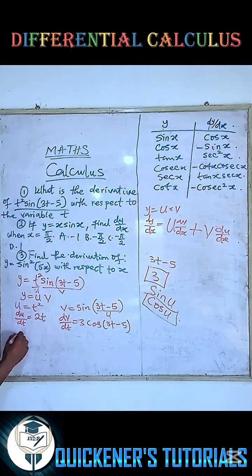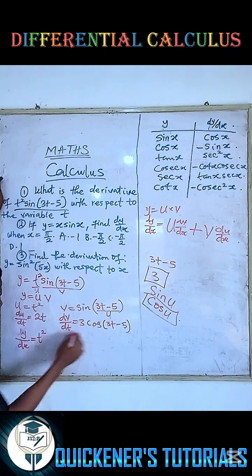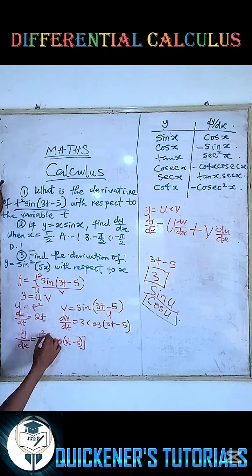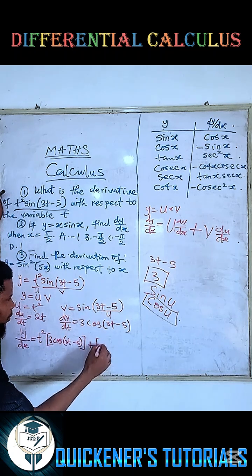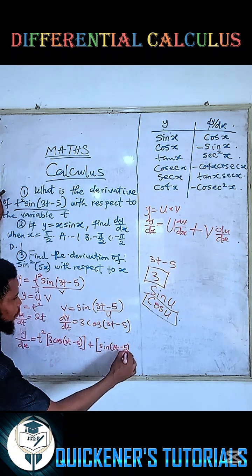Alright? So, let's do that. So, the derivative of y, we give it what? u first. What is our u? t squared. t squared times the derivative of v. This is our derivative of v, that's the derivative of v with respect to t. So, that's what? Times what? 3 cos(3t minus 5). Plus v, what is v? It is sine(3t minus 5), times the derivative of u.